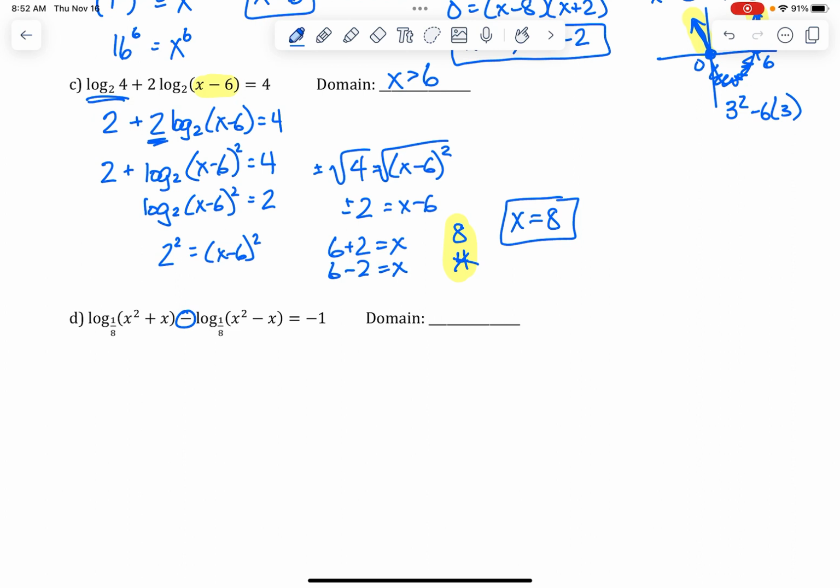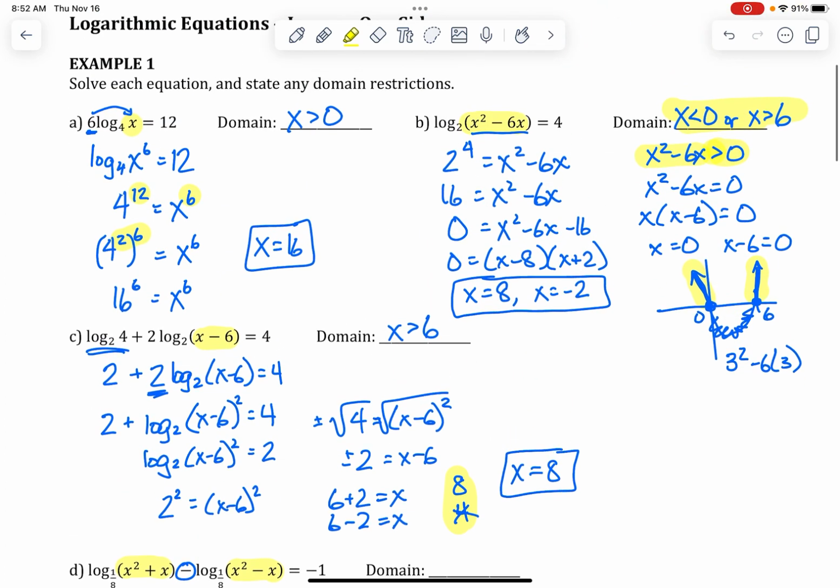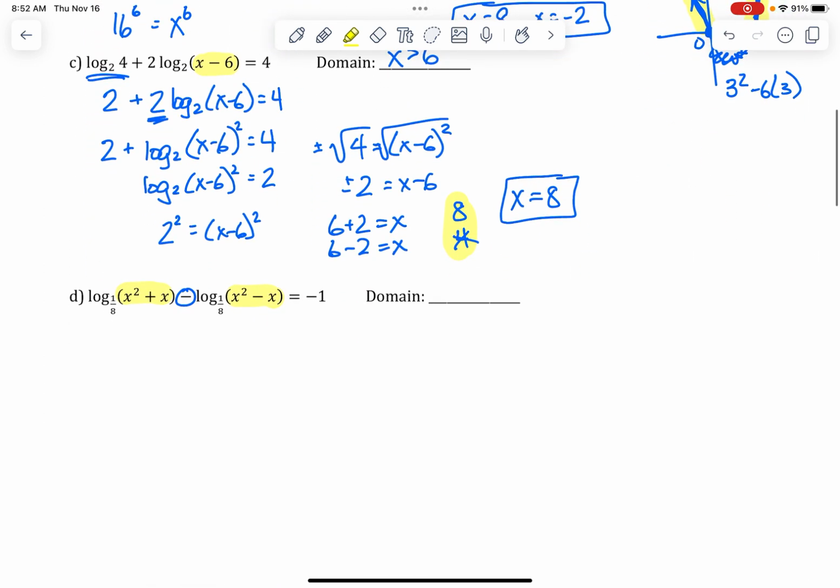Now, before we get into this, let's take a look at the domain, because the domain's a little tricky. We have x squared plus x and x squared minus x. So much like we did in example B, we want to look at this as a quadratic. All right, so over here, I'm going to look at x squared plus x and set that equal to 0 and factor that. x times (x plus 1). All right, so our solutions there are 0 and negative 1.